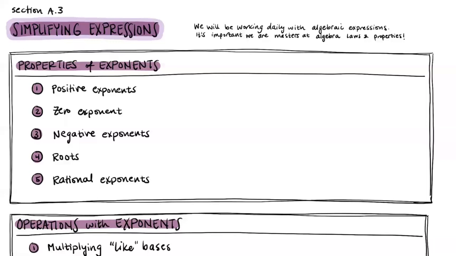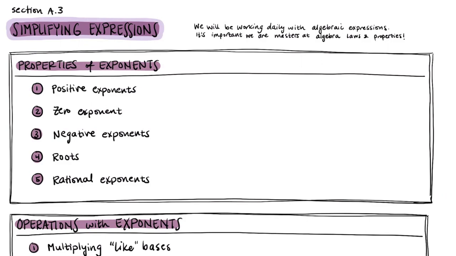In the second review section in our algebra review in chapter A, we are going to review how to simplify algebraic expressions. Every single day in this class, we're going to be working with algebraic expressions. So it just means things that have variables in them in various formats. So, x to some kind of power, maybe we even have a fraction involving x to powers. And so it's important that we are pretty good, if not masters, at using algebraic laws and properties.